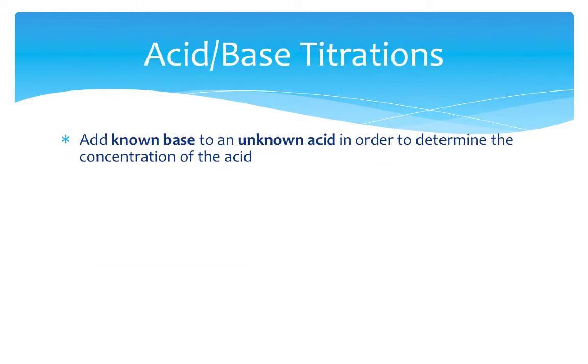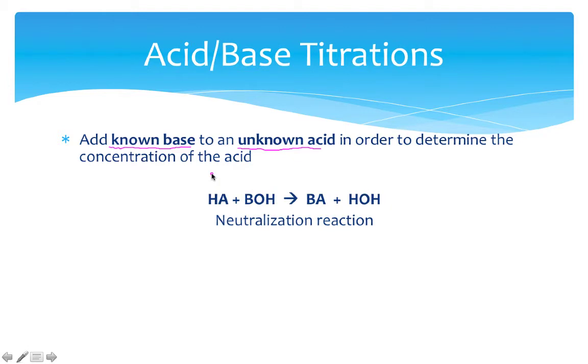Let's talk a little bit more about the actual process of a titration. We're going to take a known base where we know its concentration, and we're going to mix it with an unknown acid in order to determine the concentration of the acid itself. Now the neat thing about this is this is going to react in the form of a neutralization reaction where the acid, HA, is going to react with our base, BOH, to form a salt and, as always, H2O.